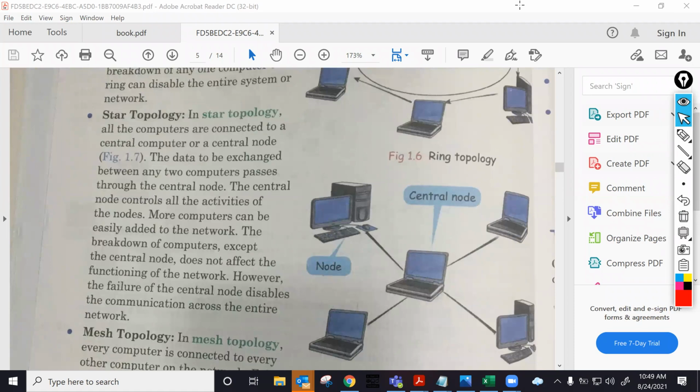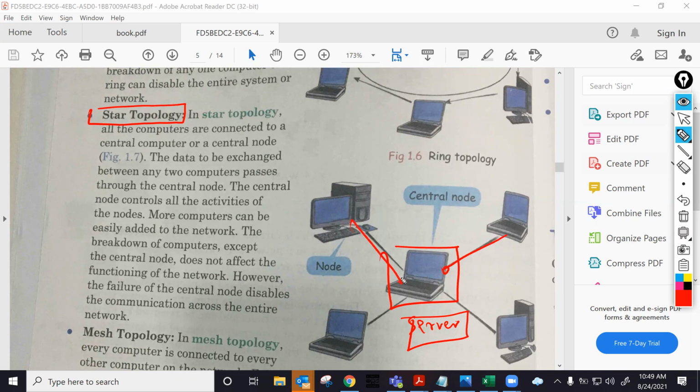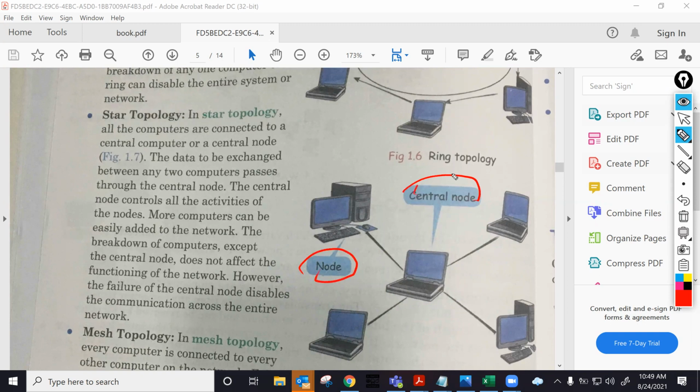Next, we will learn about star topology. Star topology is this. You have a central node, that is the server. From this server, they are connecting to all the computers. This is not a normal node. That's why it is called the central node. It's like a computer, the server computer. You have to know what the server computer is.